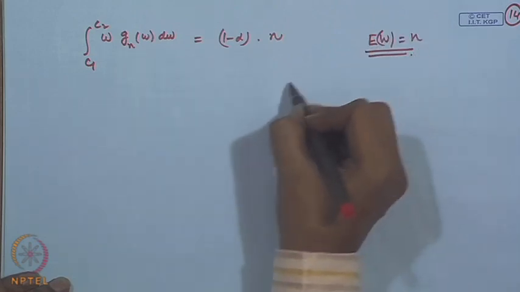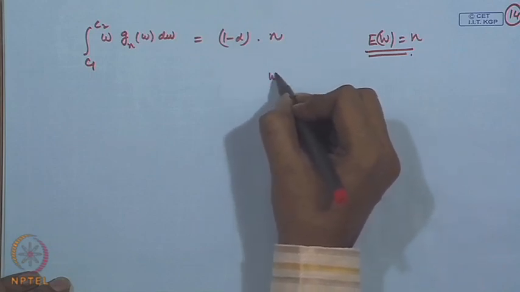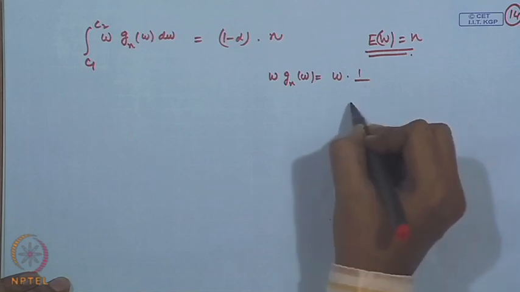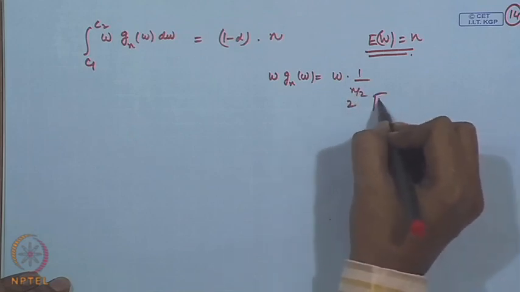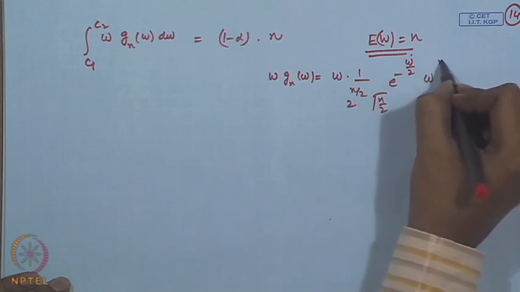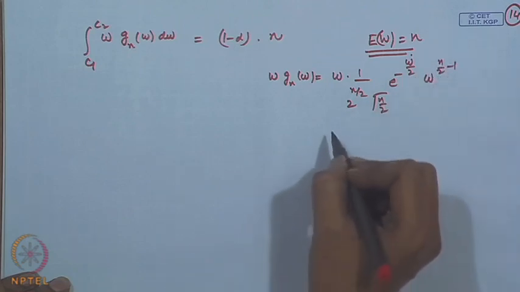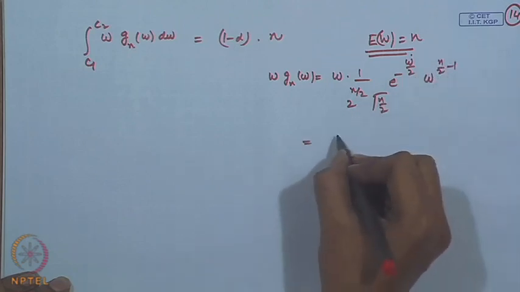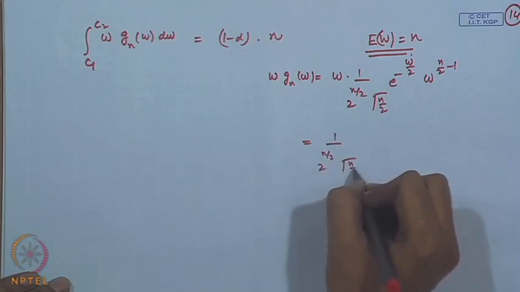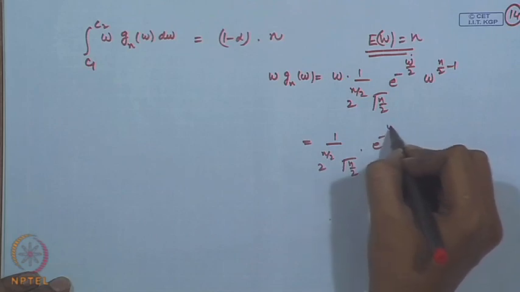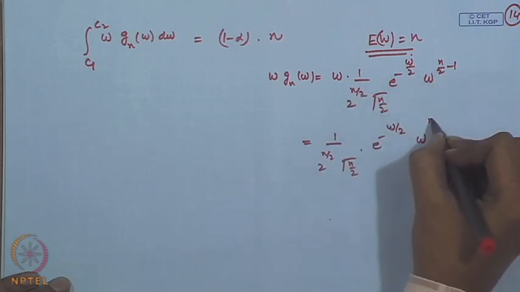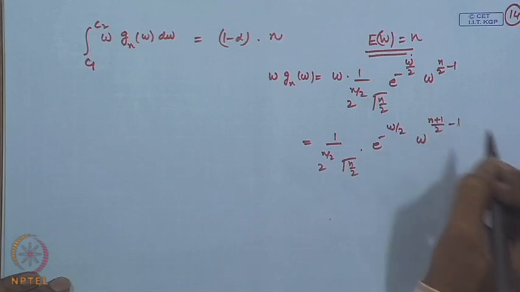So, if we consider the density of chi square on n degrees of freedom, that is 1 by 2 to the power n by 2 gamma n by 2 e to the power minus w by 2 w to the power n by 2 minus 1, then w times this is equal to 1 by 2 to the power n by 2 gamma n by 2 e to the power minus w by 2 w to the power, now one power is getting added. So, this will become n plus 1 by 2 minus 1.